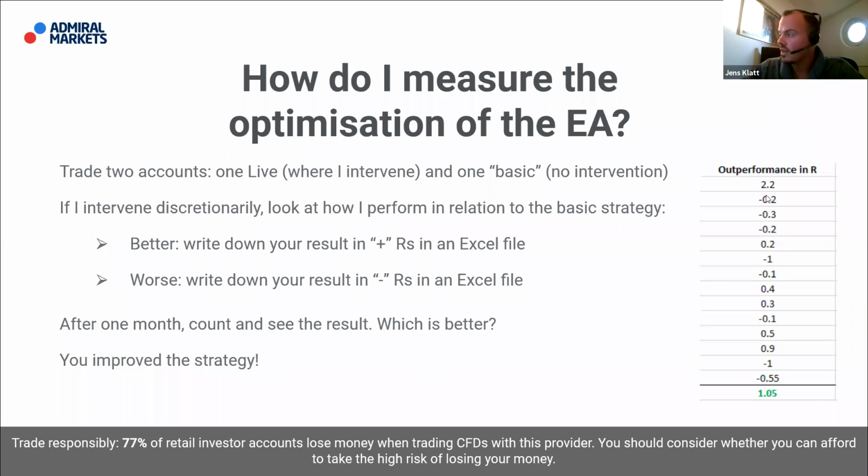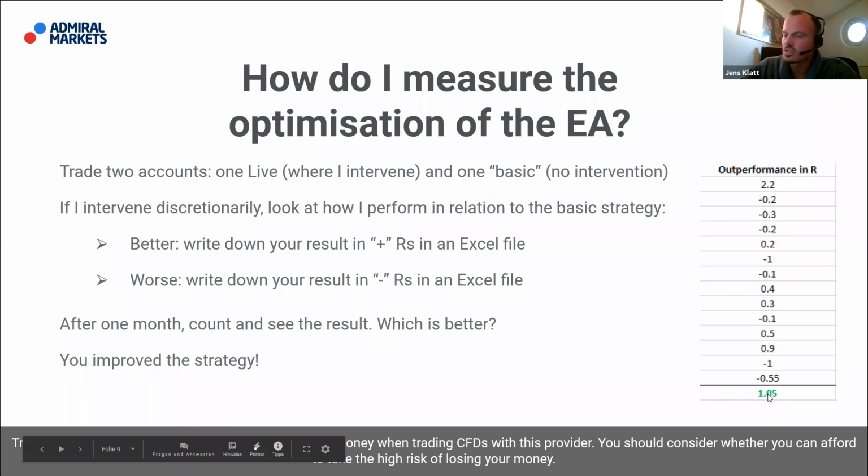which means that I lost 1 R with the basic strategy, while on the other hand, I made more than 1 R by intervening in the trade where I just fell short of reaching the take profit level. So this is just to understand what happened here. And then, as you can see, I added up, and at the end, I have a result. This is a positive result.